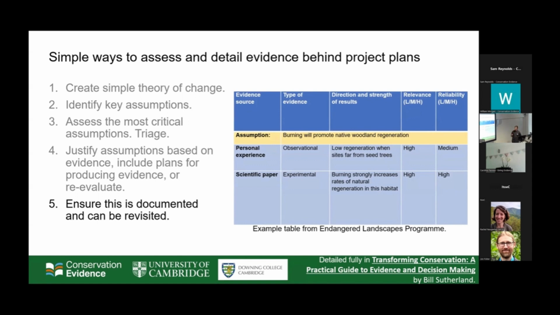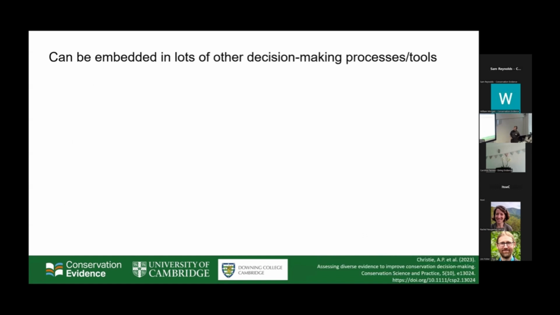So I think that's a big problem often. It's not always obvious on the basis of what evidence decisions were made. So this is an example from the Endangered Landscapes Programme of visualizing or summarizing, going through this process and looking at the assumptions and writing down the evidence that's for and against that's been used to assess it.